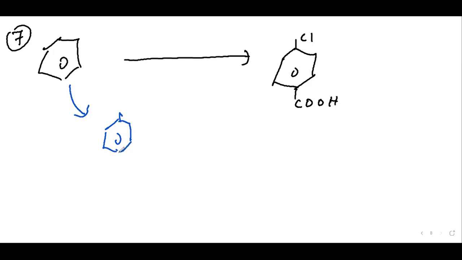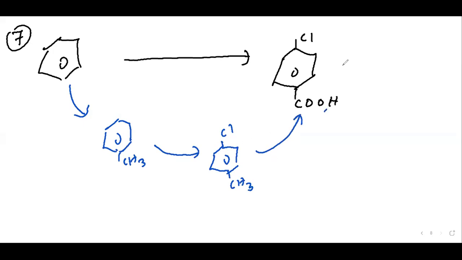You can get the COOH group from the CH3 group. So having that in your mind, you add CH3 first, and then you can add chlorine here. After that you oxidize this CH3 to COOH.